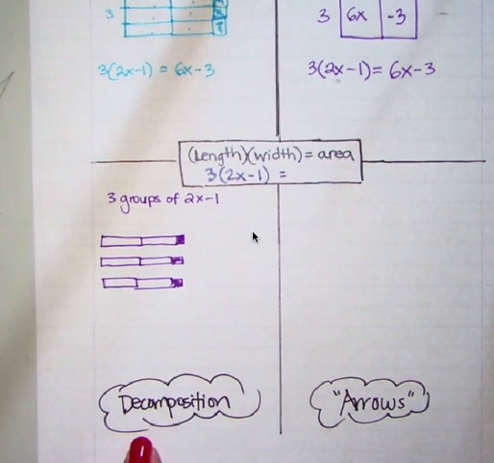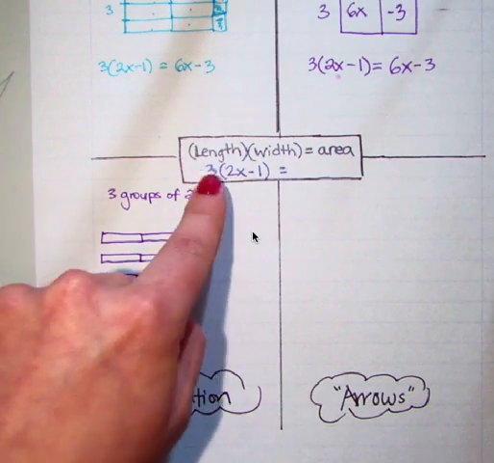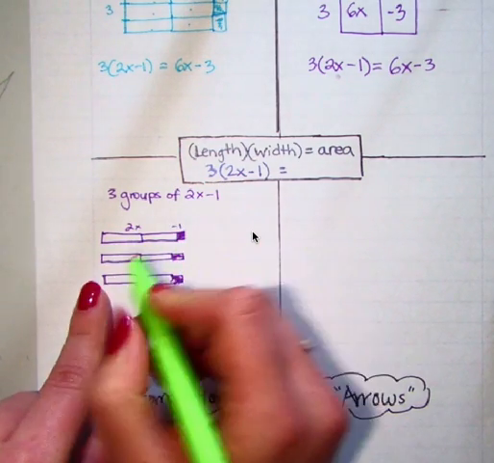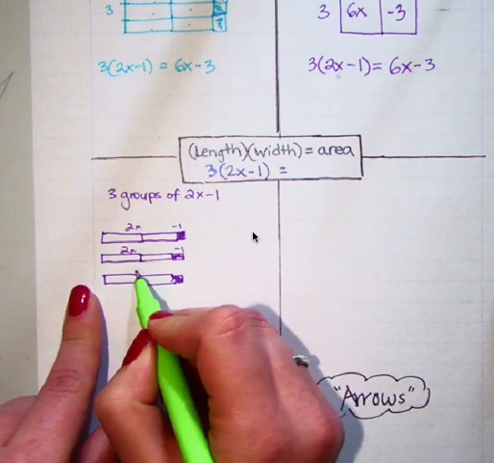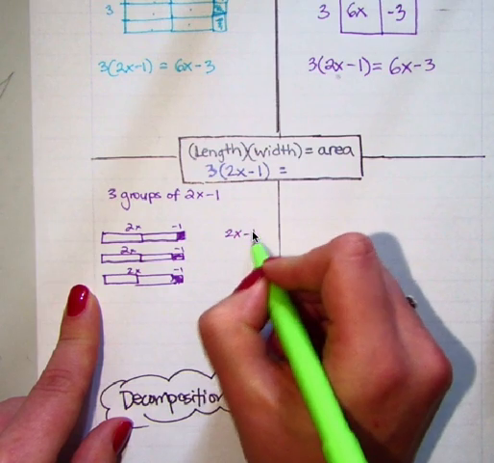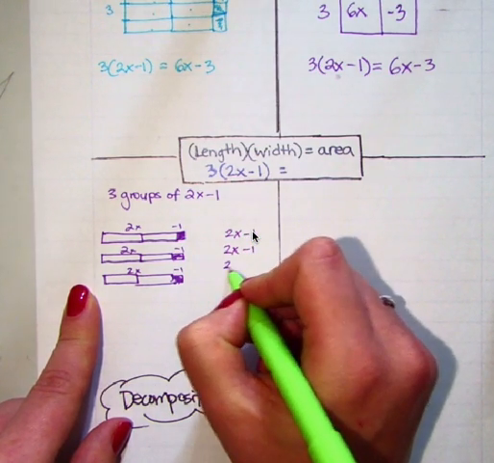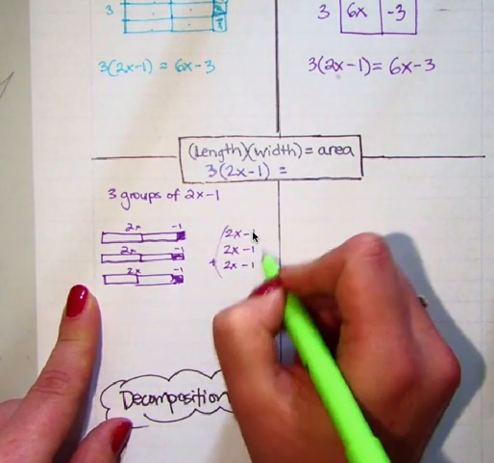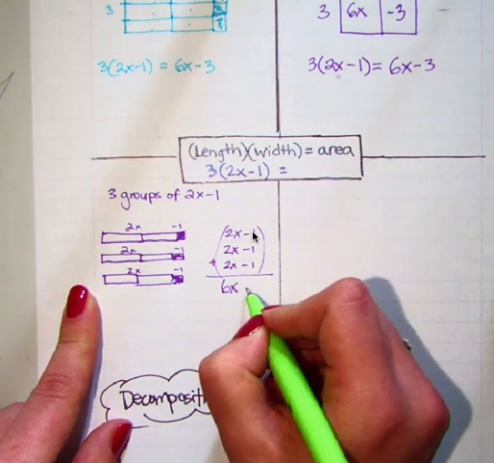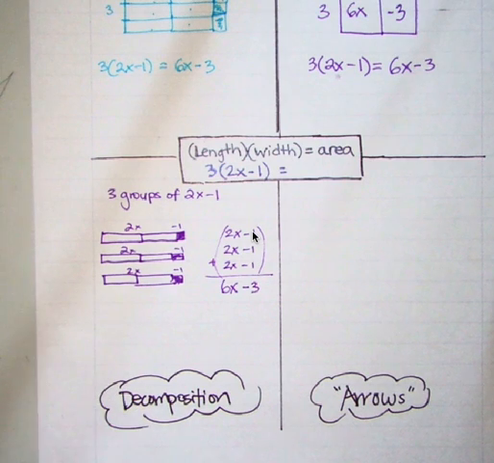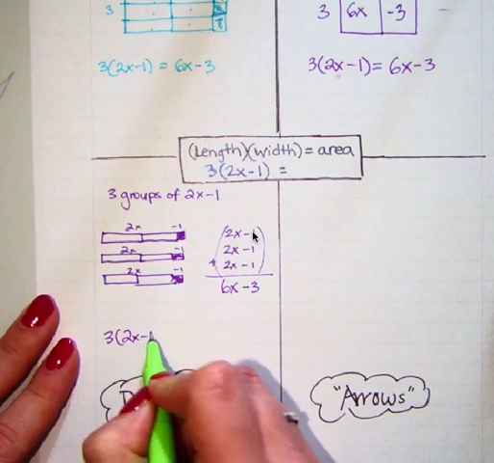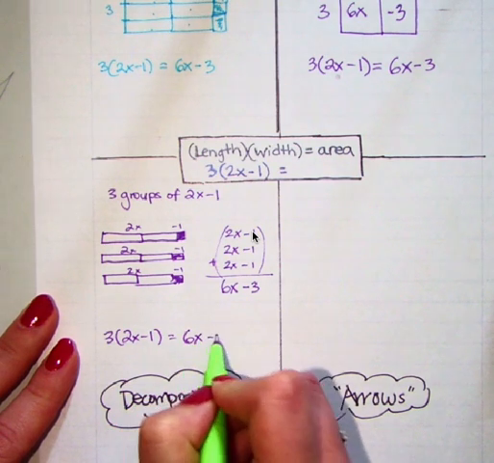Now decomposition means you're just looking at this and decomposing it, meaning that this is 2x take away 1. This is also 2 x's and take away 1. This is 2 x's and take away 1. So when you add up what you have, you have 6 x's, -1, -1, and -1 would mean you have -3 combined. So the answer to our problem is 6x take away 3.